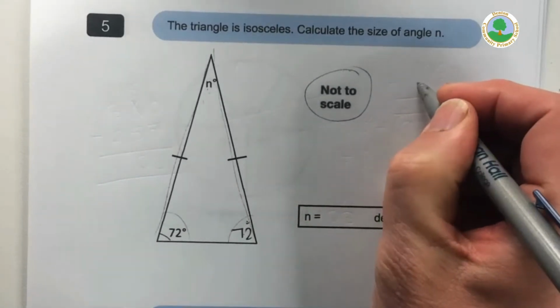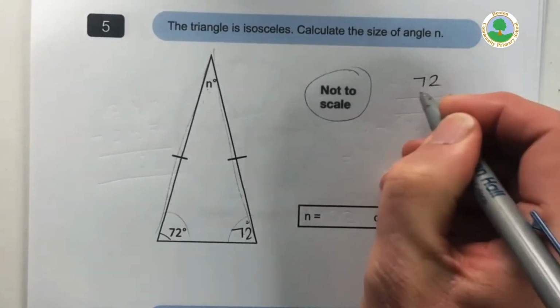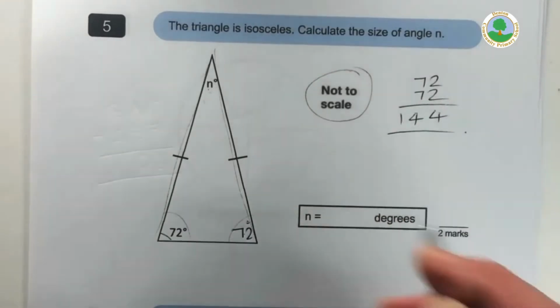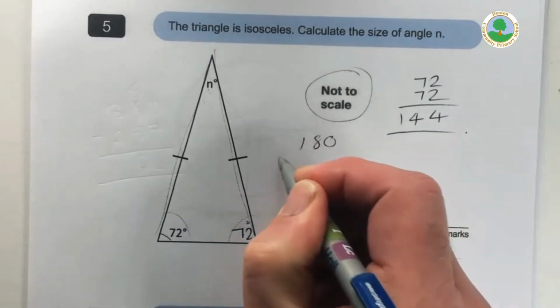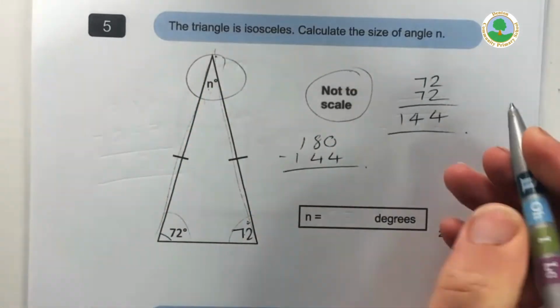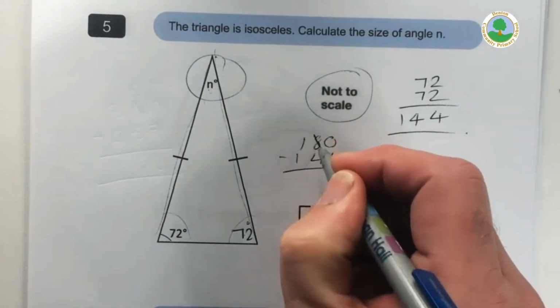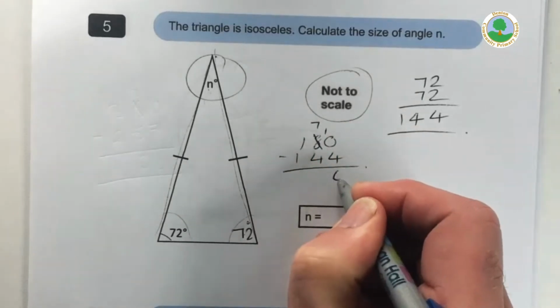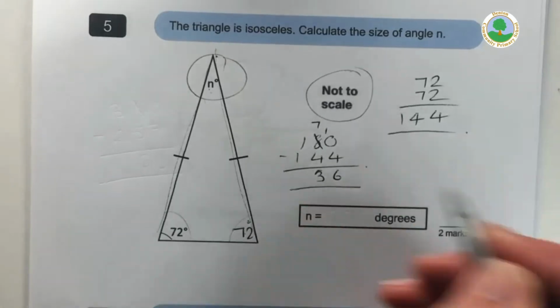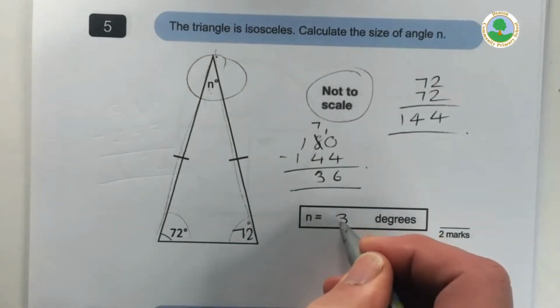So 2 72s is 144, of course. So 180 take away 144, using whatever method I want, will give me N. And I'm just going to do it a formal way for the sake of the video. 7 minus 4 is 3. So N is 36 degrees.